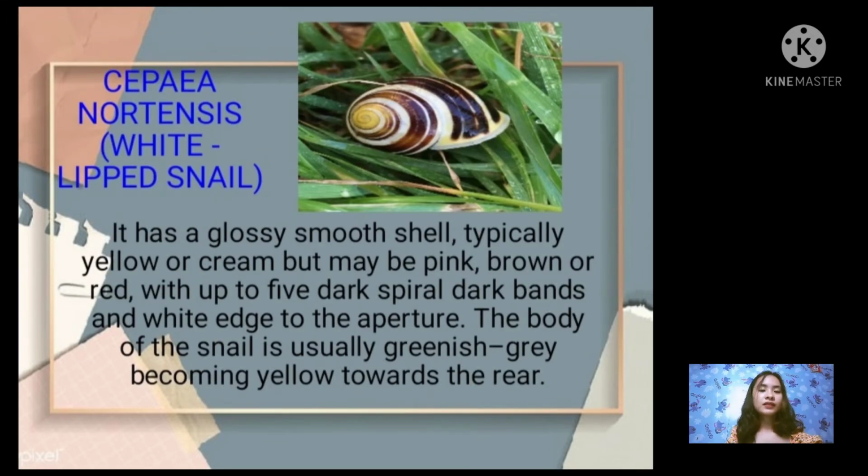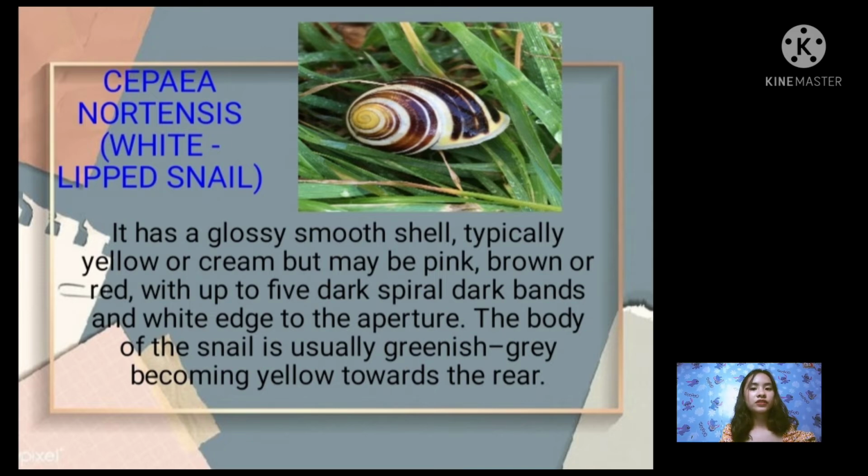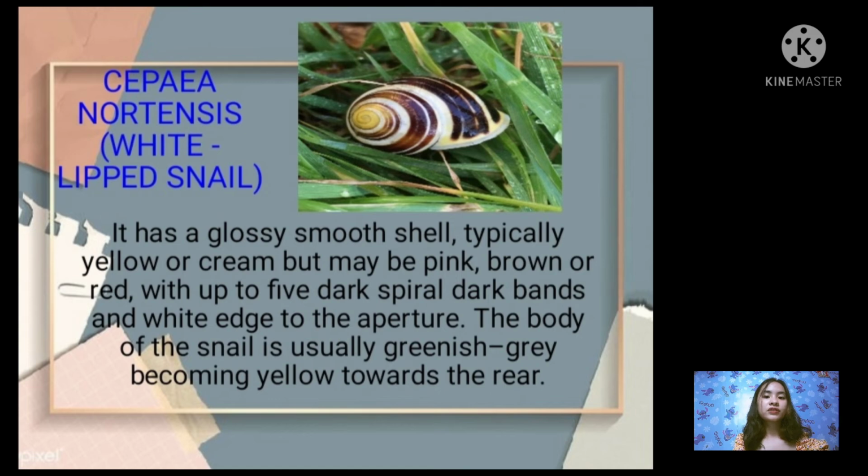The third one is Cepaea hortensis, also known as the white-lipped snail. It has a glossy, smooth shell, typically yellow or cream, but may be pink, brown, or red, with up to 5 dark spiral bands and a white edge to the aperture. The body of the snail is usually greenish-gray, becoming yellow towards the rear.